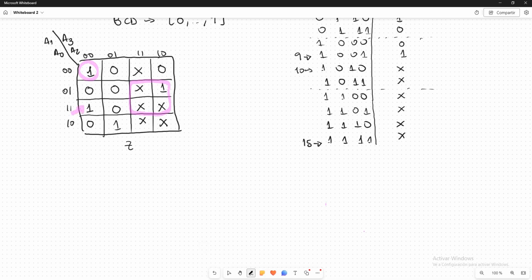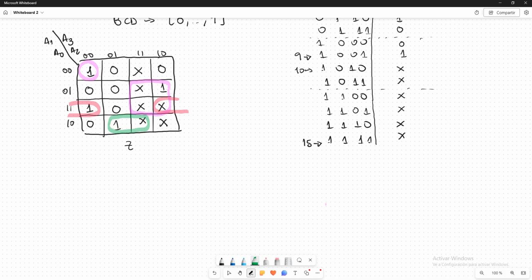And what happens with this one? We can use the X on the other side to form a 2-element prime implicant. The bigger the prime implicants, the better. So for example, we can use this X. And what happens with the other one? We can use the X to have a bigger prime implicant. So these are the larger prime implicants that we can form using the X.